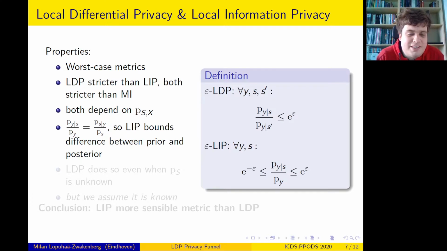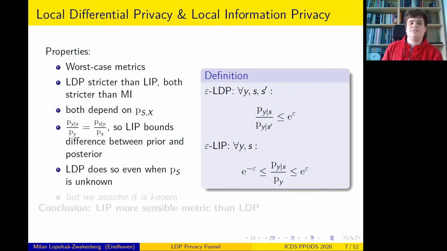And then it tells you that once you have seen the sanitized data set, your belief about what the secret value is should not change too much, at most by a factor of e to the power epsilon. So that is nice. It has a clear meaning about what kind of privacy this gives you. And the same goes for LDP in a certain sense.